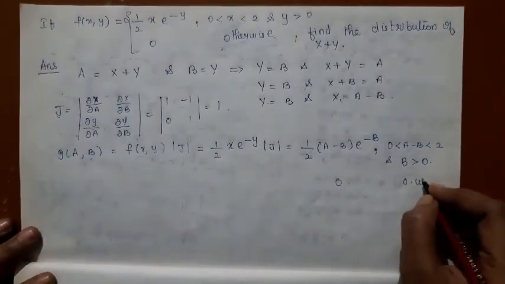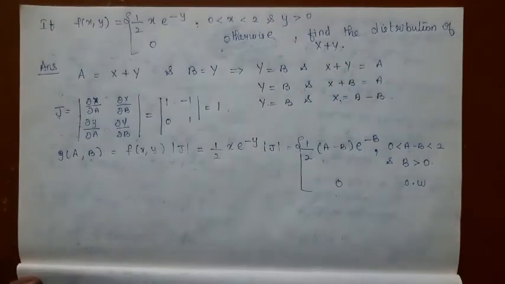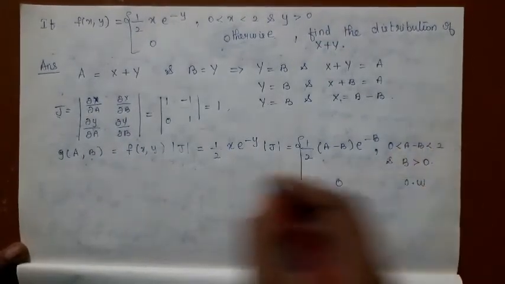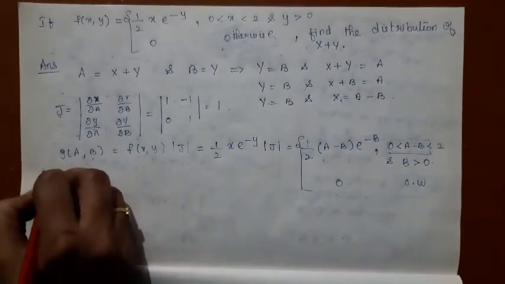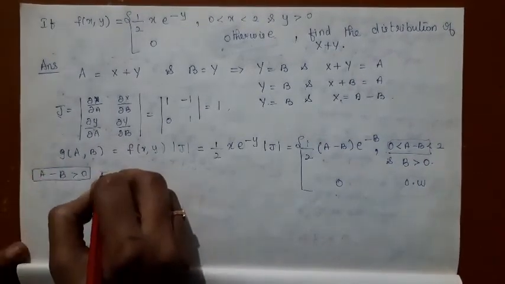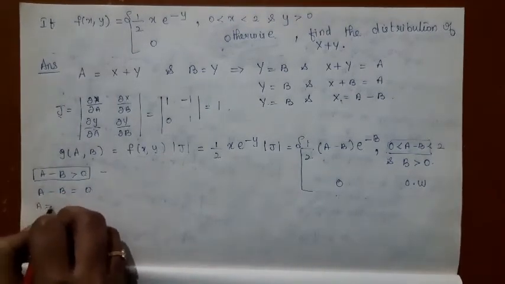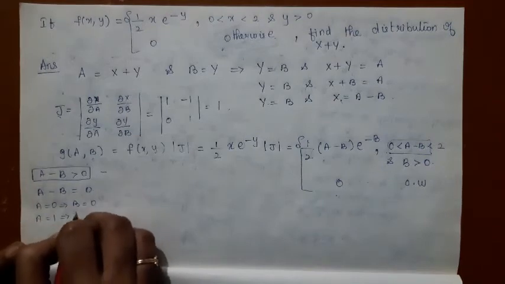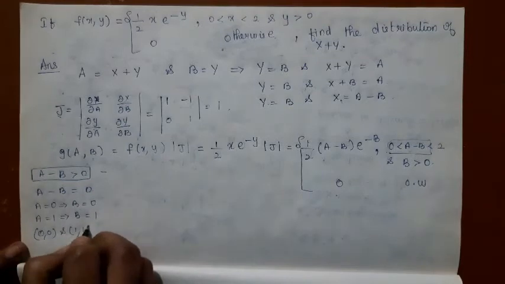From this we wish to derive g of a, the distribution of a. Let us think about the region of integration. This part says a minus b is greater than 0. This is the region to be plotted. Let us consider a minus b equal to 0 first. A equal to 0 implies b is also equal to 0. A is equal to 1 implies b is equal to 1. So the points are a comma b, 0 comma 0 and 1 comma 1.